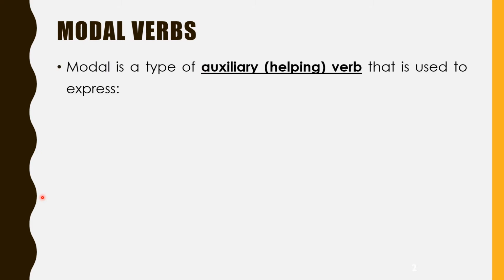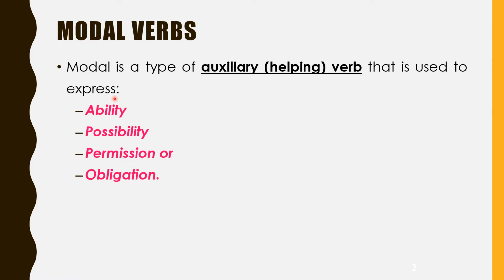Modal is a type of auxiliary, which means helping verb, that is used to express ability. Ability meaning things which we can do. Possibility. Possibility means chances. Permission or obligation. Obligation meaning duty. So modal verbs can be used in any one of the four situations. Either it can be used to express ability or express possibility, or to ask permission, or to convey obligation, the duty of someone, or our duty also we can express by using the help of modal verbs.